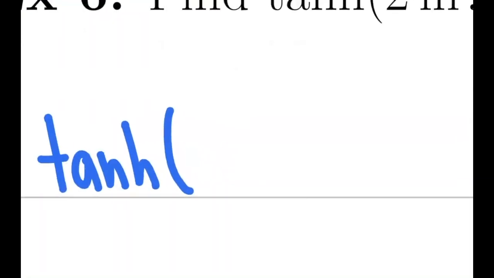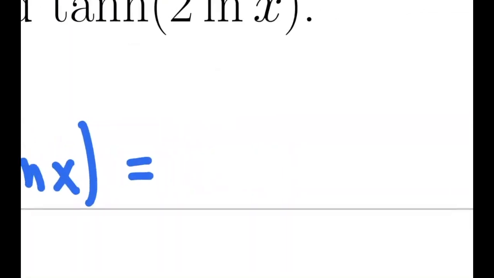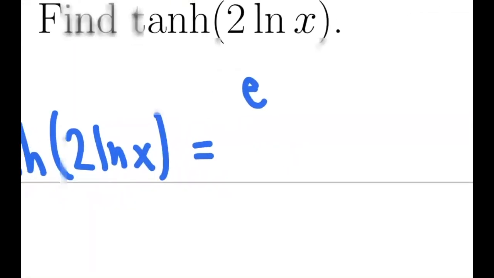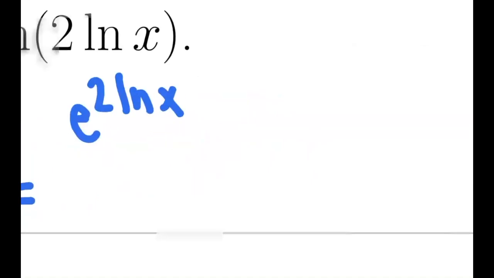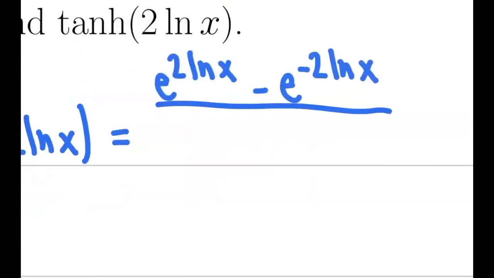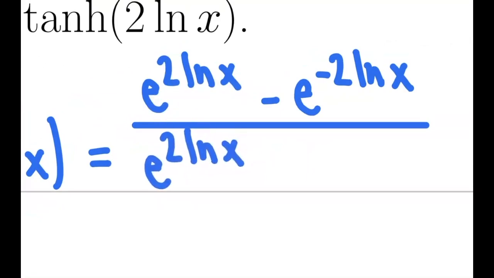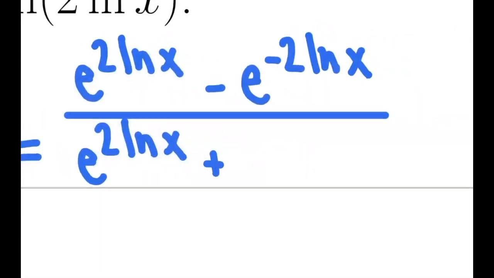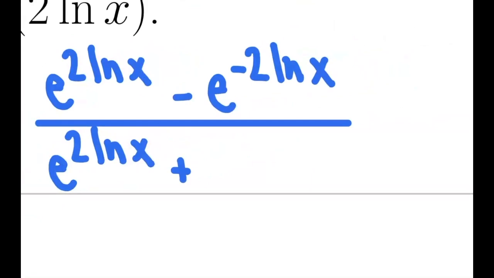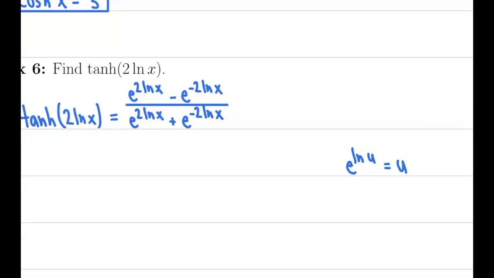So we're trying to find tanh of 2 ln x. So remember the definition of tanh, it's e to the x, but now we're plugging in 2 ln x, minus e to the negative x, but now it's e to the negative 2 ln x, over e to the x, which is now e to the 2 ln x, plus e to the negative x, which is now e to the negative 2 ln x.